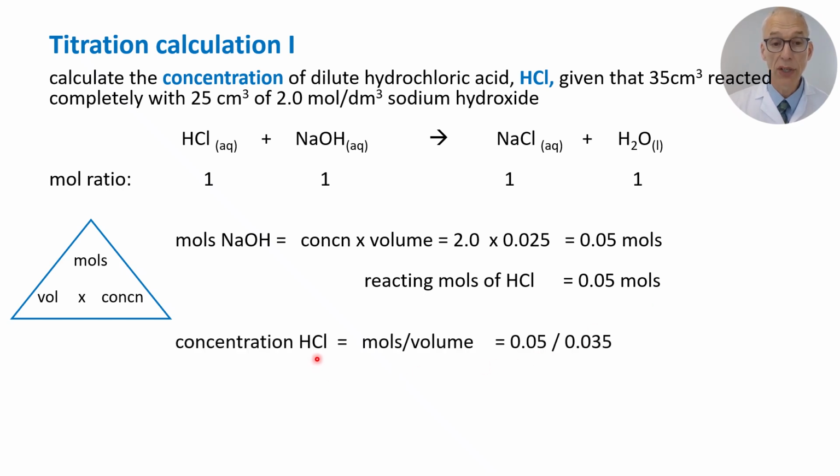Now we want to work out the concentration of the hydrochloric acid. Well, the concentration will be moles divided by volume. So moles, 0.05. Our volume, back to the question, 35 centimeters cubed, but 0.035 decimeters cubed. So that comes to 1.43 moles per decimeter cubed. The concentration of hydrochloric acid, 1.43 moles per decimeter cubed.